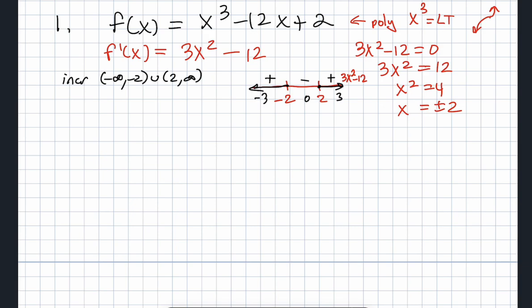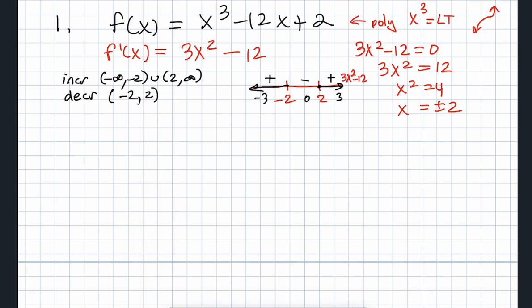Now, increasing, decreasing, and concavity do not use brackets because those switchover points are not included. So just get in the habit of using parentheses for those. And then our function is decreasing between -2 and +2.